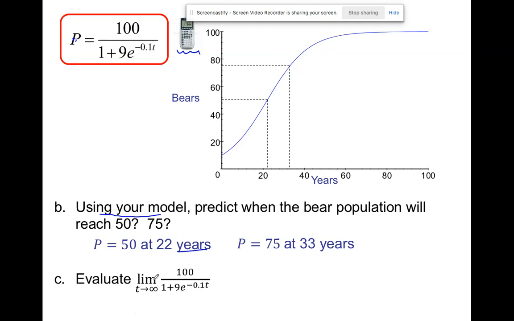Now look at this question. Evaluate the limit as t approaches infinity. You're like, what? Limits? What? Right? Doesn't that make sense? As time goes to infinity, this model is bounded above. So the limit is going to be the carrying capacity. This whole thing is going to go to 0. So you're going to have 100 over 1, which is 100.